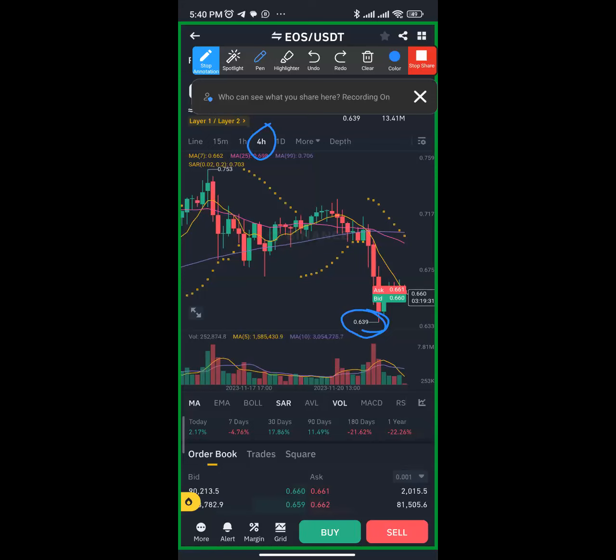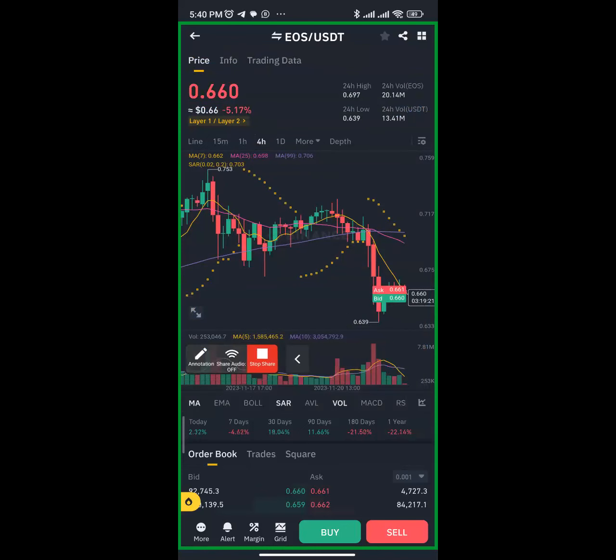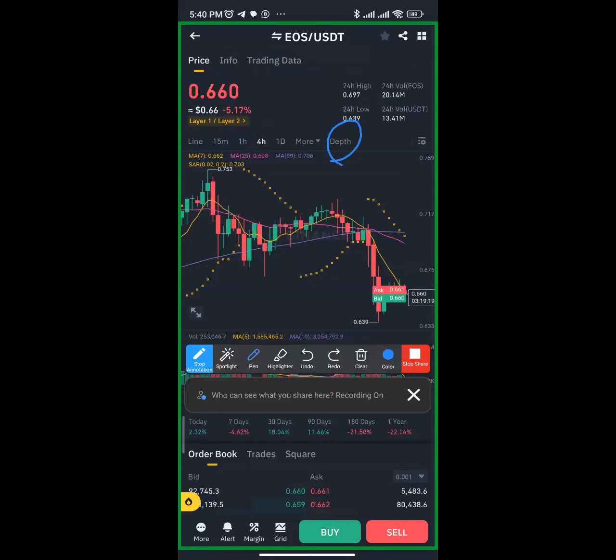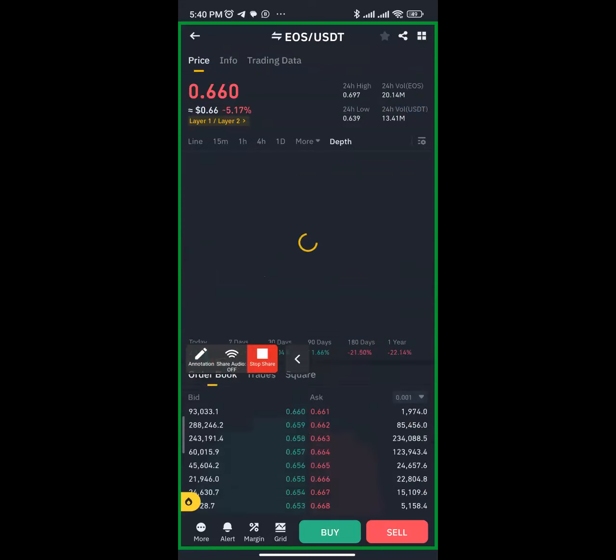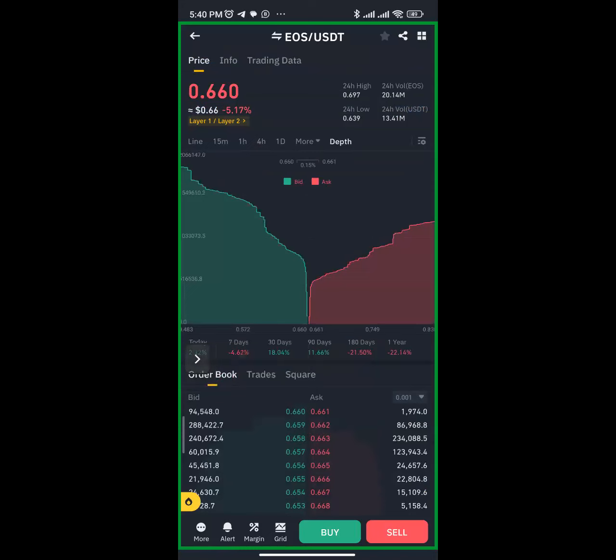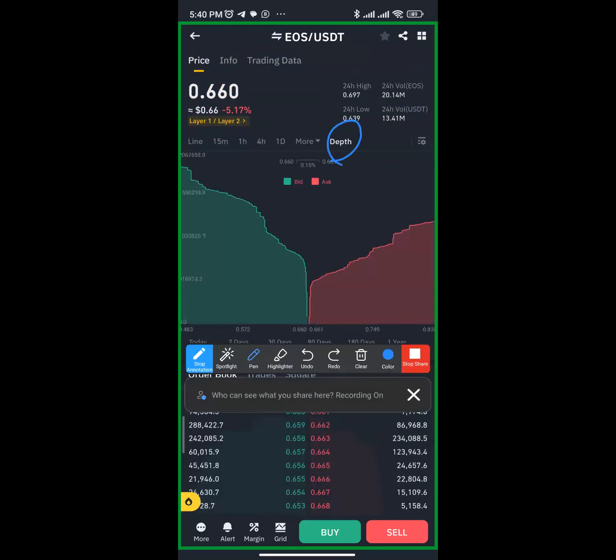Since this market has hit the all-time low, which is 0.639, there are a few things you need to do. First, the second thing is you come here, you come to what we call the depth. It's on all your exchanges. Come to depth. You tap on depth. See the magic? What's happening in the market? People are buying. You see the buy zone. People are buying. Look at it. People are buying. More people are buying, less people are selling.